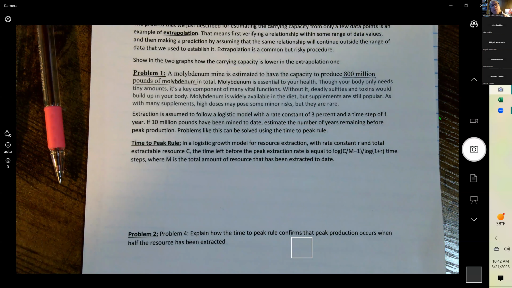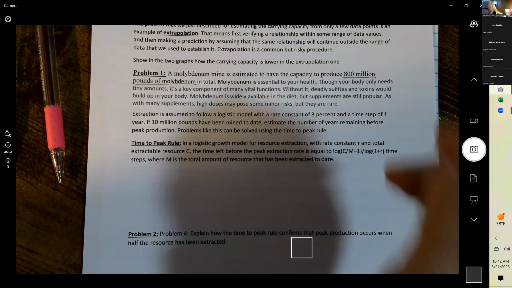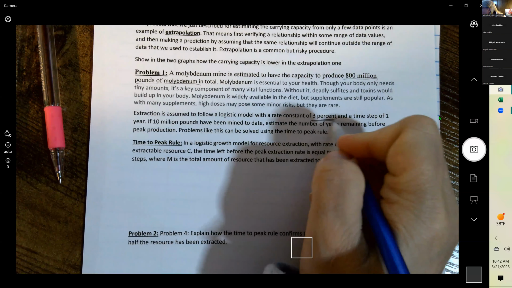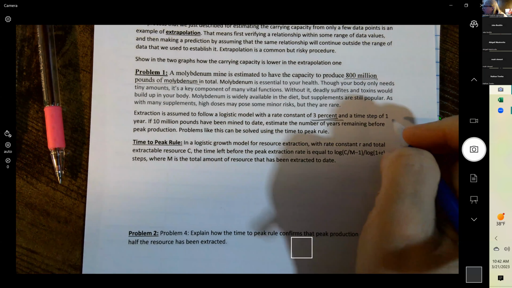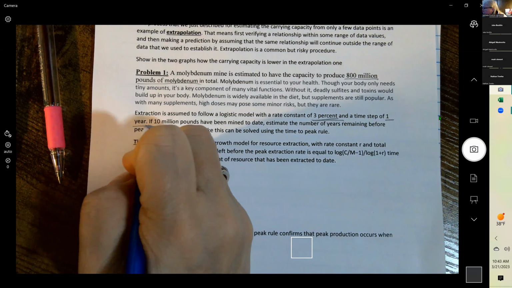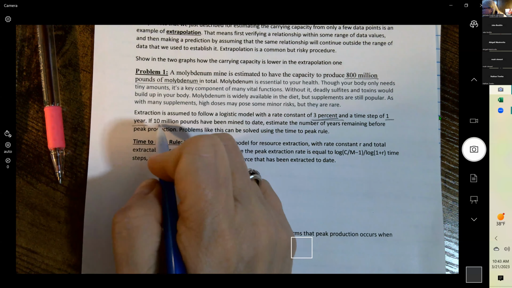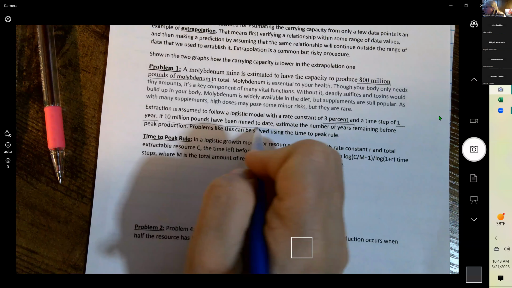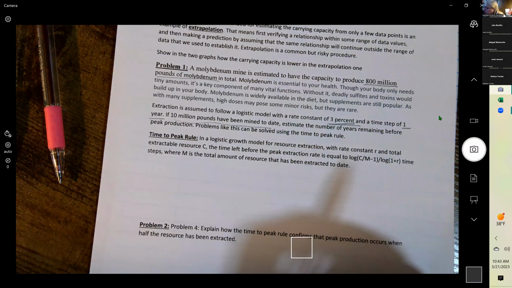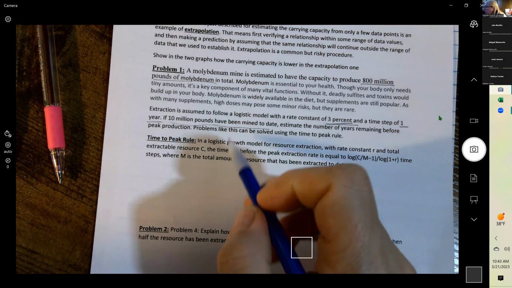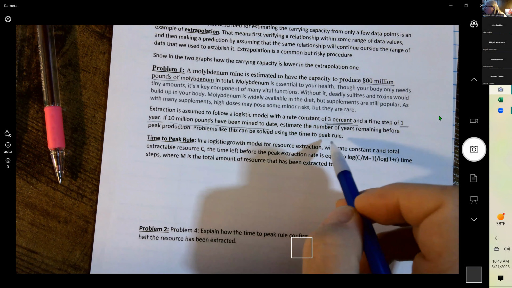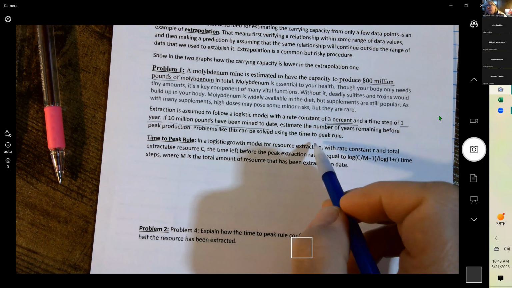Extraction is assumed to follow a logistic model with a rate of 3% and a time step of 1 year. If 10 million pounds have been mined to date, estimate the number of years remaining before the peak production. Problems like this can be solved using the time to peak rule. It tells you how long before it peaks.